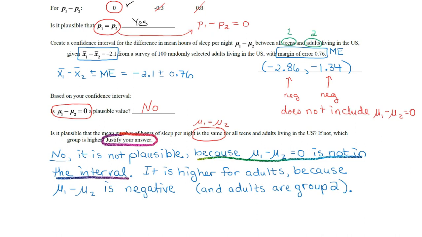Then for the second question, if not which group is higher, we need to look to see if this difference is entirely negative or entirely positive. And that tells us whether the first parameter or the second parameter is the larger one. Because the interval is entirely negative, we know that mu2 is greater than mu1, which means that the mean number of hours of sleep per night is actually higher for adults than it is for teens.